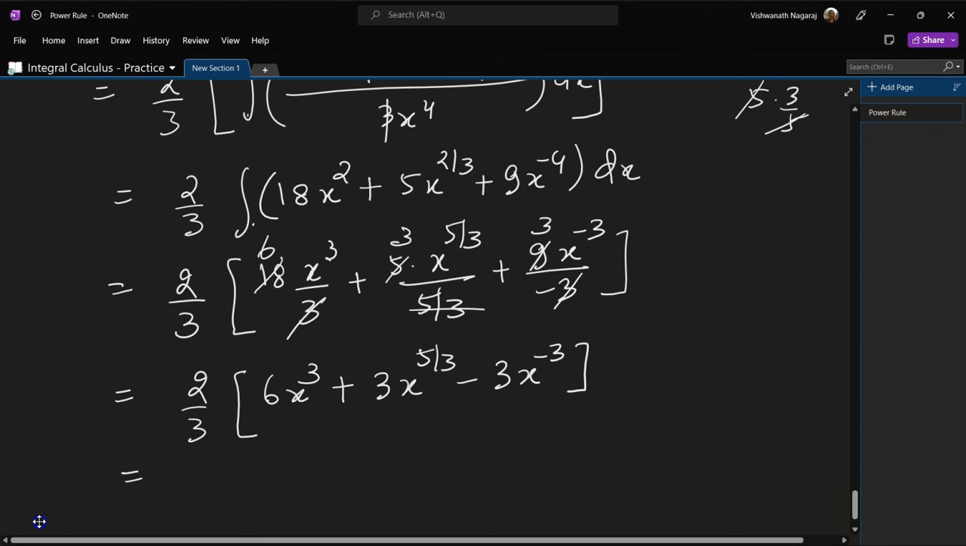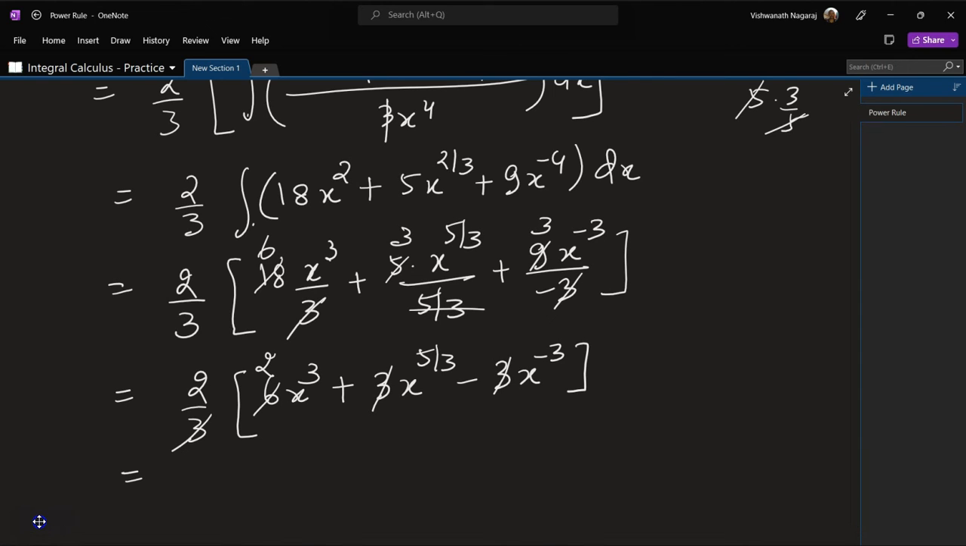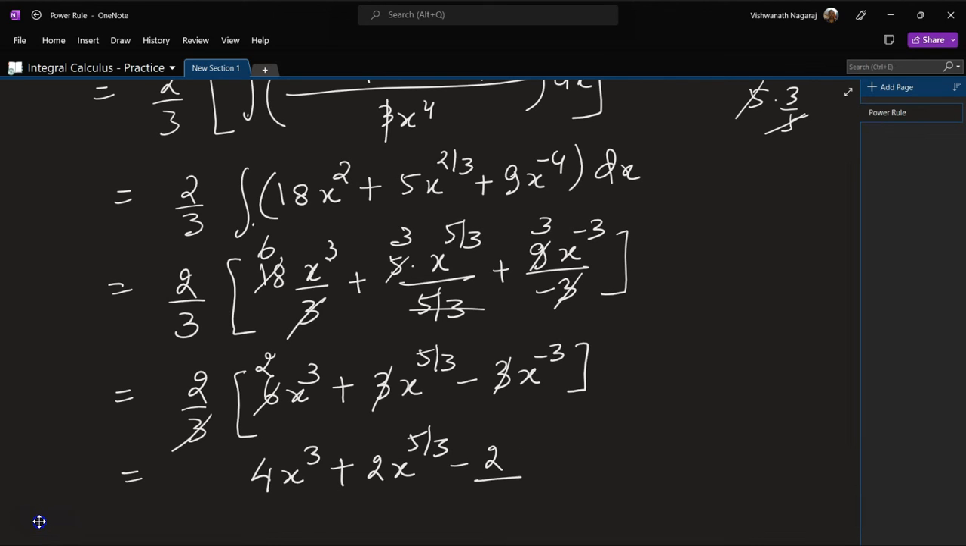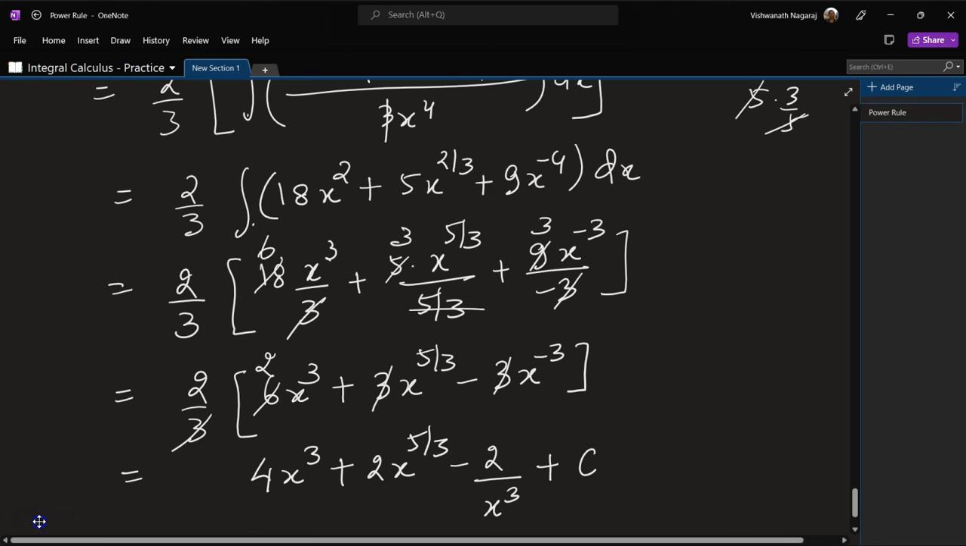Now let's take this 2 by 3 in. So what happens? If we cancel this, this becomes 2. This cancels, this cancels. And if we take 2 in, we get what? 4x cubed plus 2x to the power of 5 by 3 minus 2x to the power of minus 3, which we can take it down, plus constant of integration.